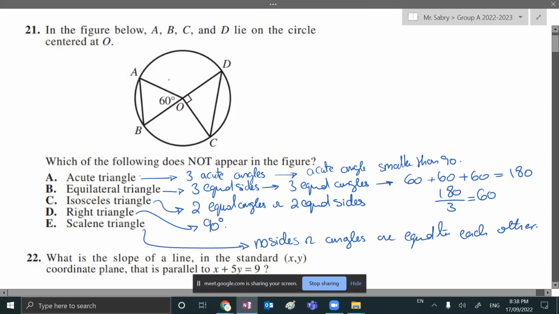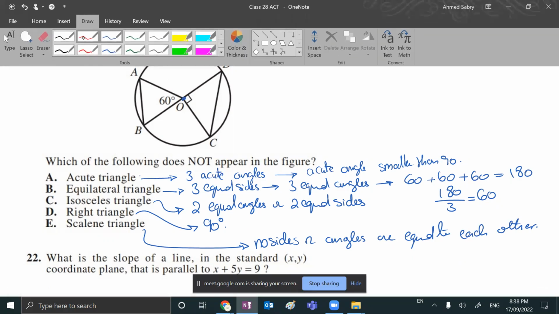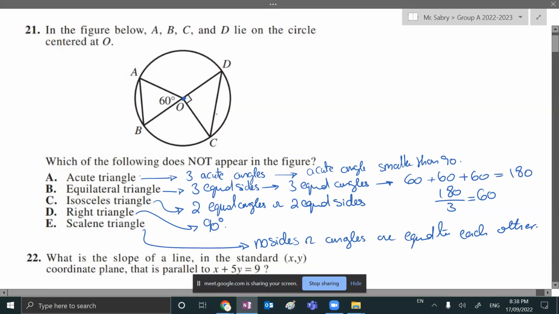Now, let's check here. Generally, you need to understand that in any circle, any circle in the world, all the radii are equal. What does radii mean? Radii is the plural of radius. So all the radii are equal. This is a radius, and this is also a radius, and this one, and this one. All of these are equal to each other. All the radii are equal.